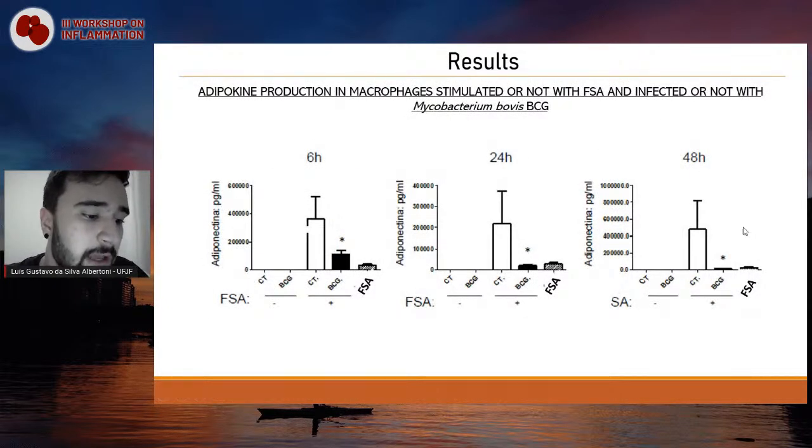We also evaluated the levels of adiponectin in cultures of macrophages stimulated with FSA or not and infected with Mycobacterium bovis BCG or not. Through an ELISA assay, at the times of 6, 24, and 48 hours, as we can see from the graphs, the unstimulated groups produced undetectable levels when compared to the FSA stimulated groups, where the production of this adipokine was high in the control group at the three times analyzed.